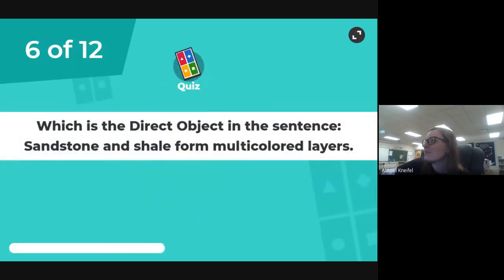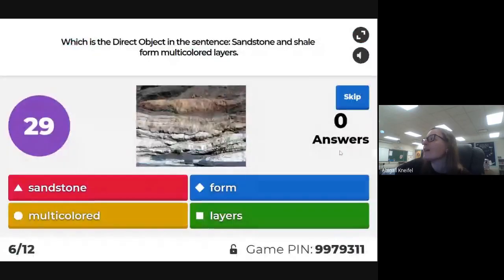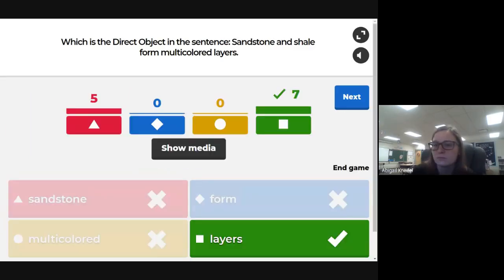Which is the direct object in this sentence? Sandstone and shale form multicolored layers. Form is our verb. What is being formed? Layers. You are correct. Sandstone was before our verb, so it wouldn't be sandstone, it'd be layers.